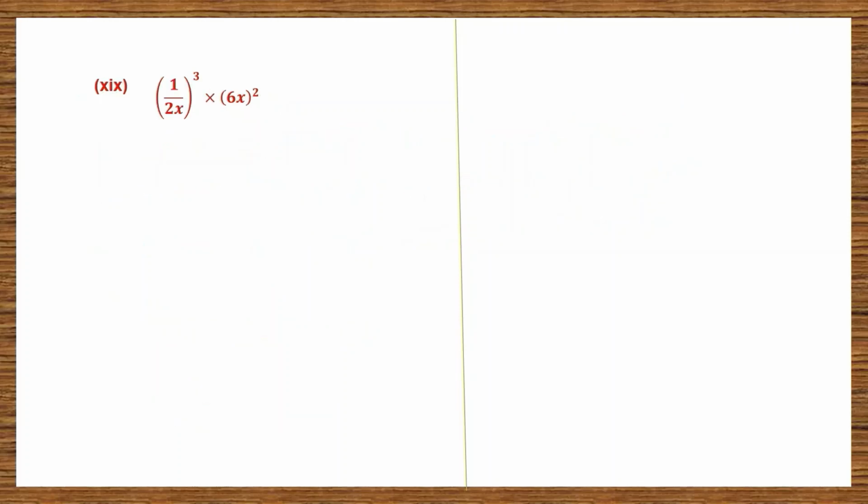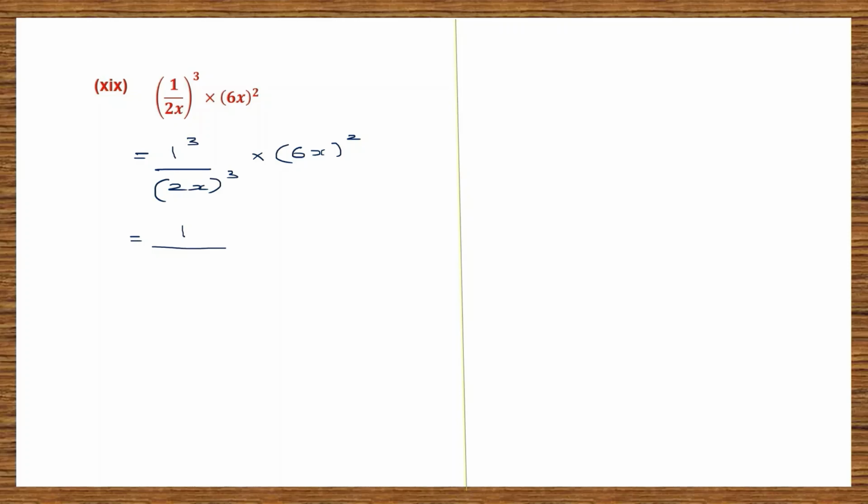Question 19. So 1 by 2x raised to the power of 3 into 6x raised to the power of 2. So here again, this will be 1 raised to the power of 3 by 2x, the whole of 2x raised to the power of 3. And here we already have 6x raised to the power of 2. So here 1 raised to the power of 3 will be 1.